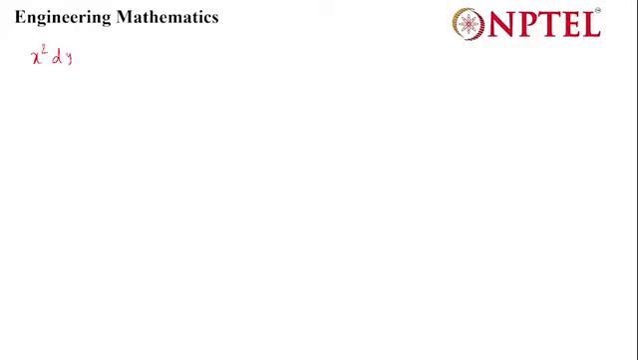x square dy by dx plus 2xy is equal to 2 ln x divided by x. The boundary condition is y at x is equal to 1 is equal to 0. Then they are asking what will be y at x is equal to e. Try to solve this question.